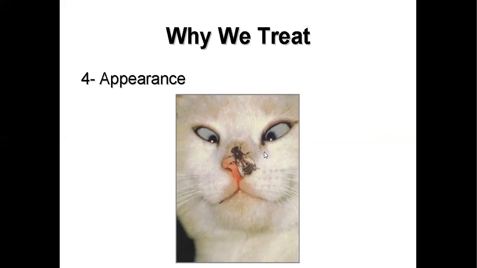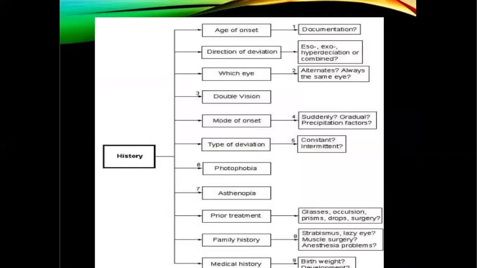Then most important is appearance. Everybody likes to have beautiful straight eyes, so for cosmetic reasons also we treat squint. When a person with squint comes to you, as with other diseases, we have to take a very methodical history, starting from the age of onset, then which eye is affected, whether it is the same eye or both eyes are affected, and what the deviation is.